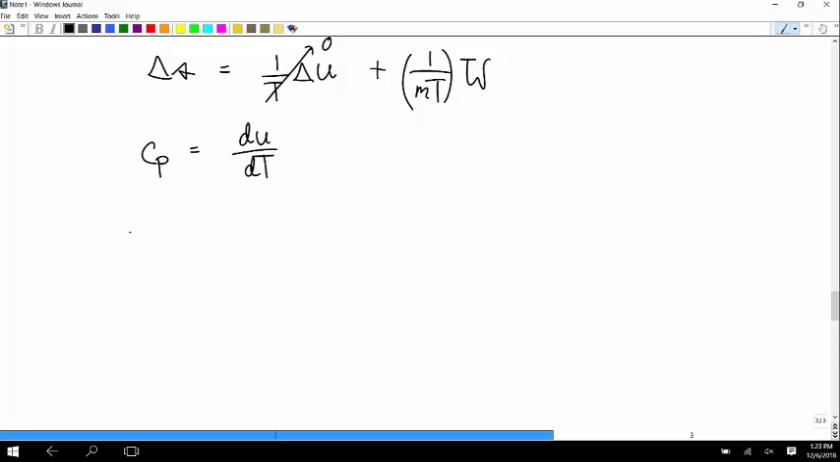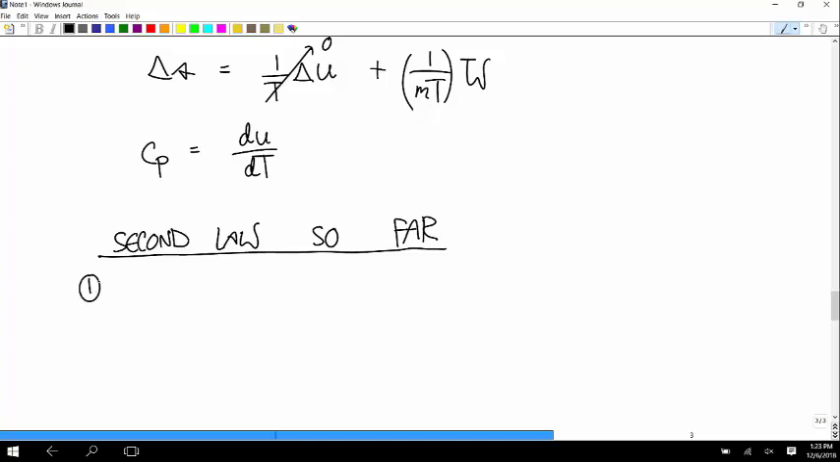So let me just give a sort of refresher of where we are in the second law stuff. So the second law of thermodynamics so far, these are the big equations. The first one is the mathematical form of the Kelvin-Planck statement.